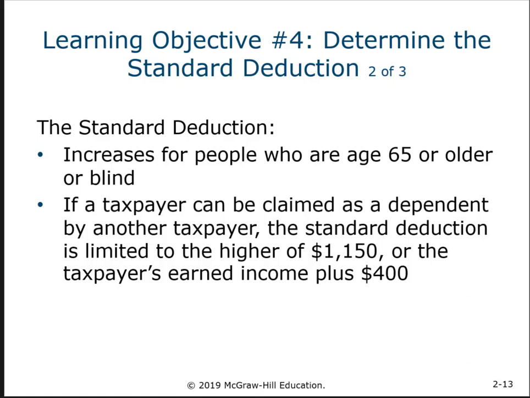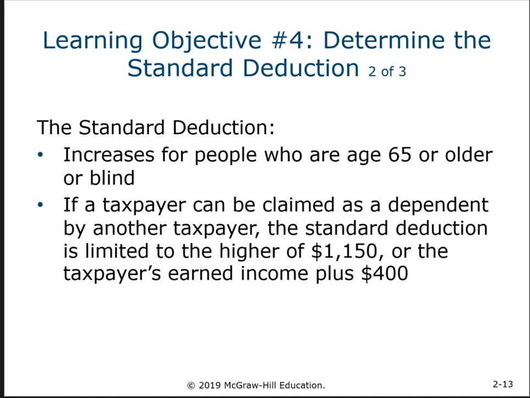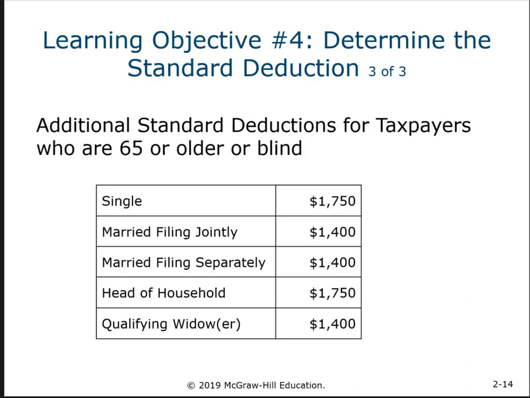That's for the dependent. It doesn't get added to the parent's return; it is on the separate tax return that the dependent files because of their income. If they have no income, they don't have to file a tax return. A lot of dependents don't have any income, and therefore there's no need to file. But if they do have income, this is the standard deduction.